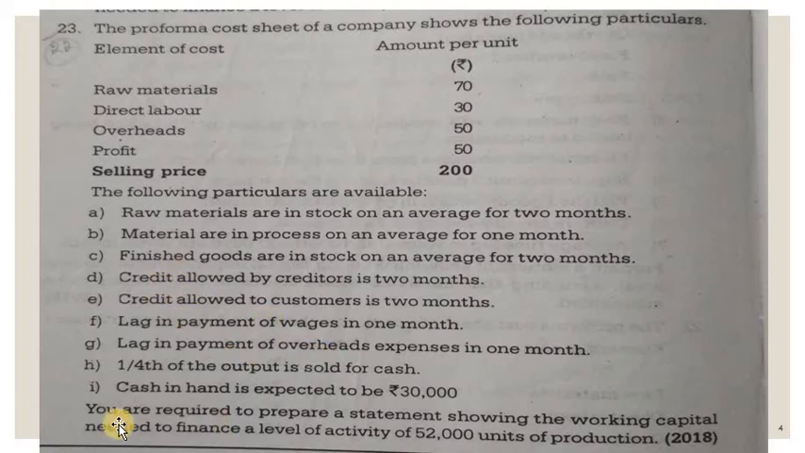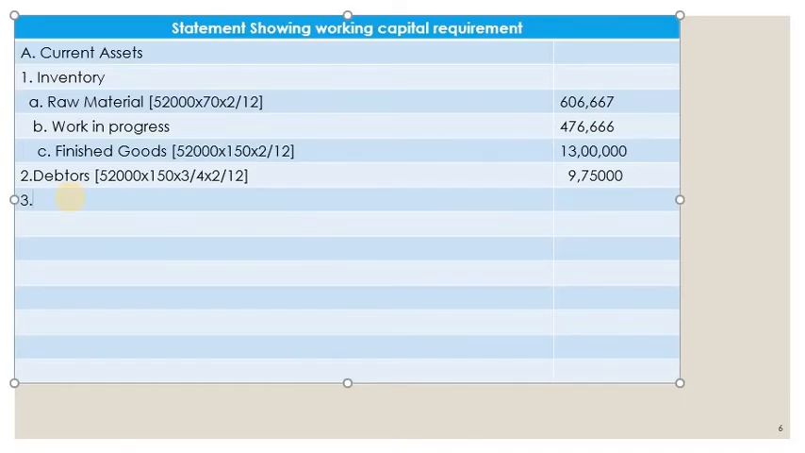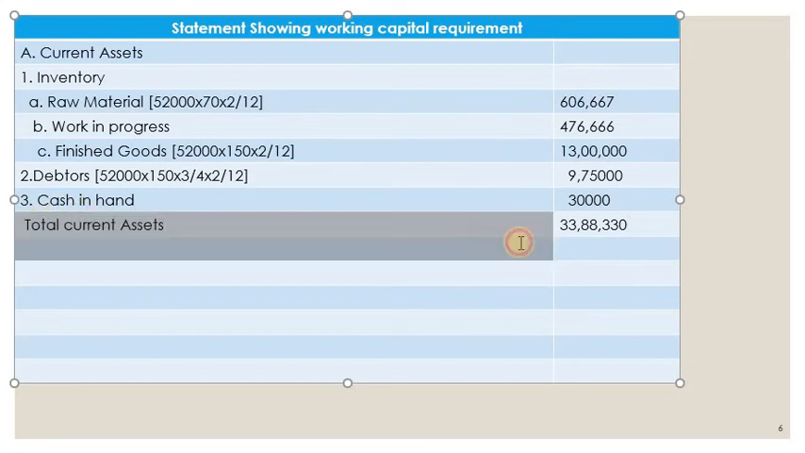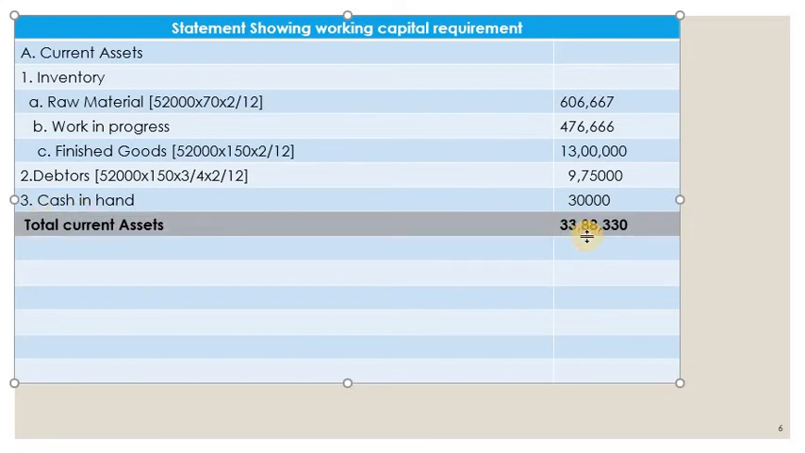So now see whether there is any other asset. We have finished all these things. Then yes, there is cash. Cash in hand is how much? So cash in hand is 30,000. So I think that's all from current assets. So total current assets is 33,88,330. So we have found out current assets.